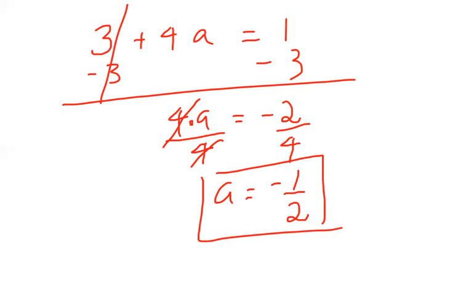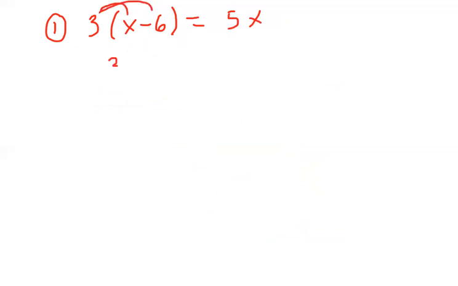So now let me do some of the additional examples for you guys. Here's an easy one, guys, very easy. It is example number 1. I've got 3 times x minus 6 is equal to 5x. So we're going to distribute to get rid of the parentheses. So this is what we end up with. Next, we want to combine the variables together.